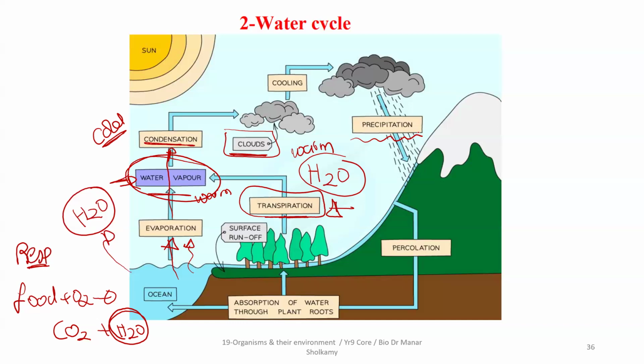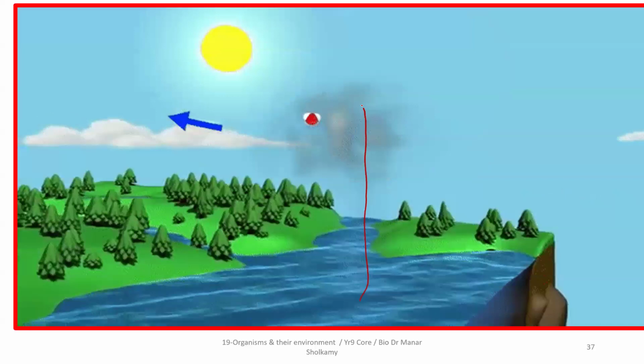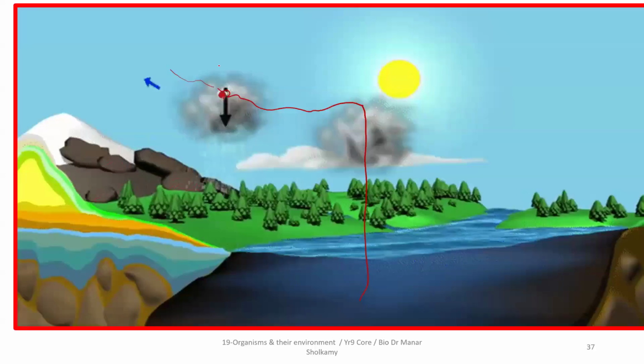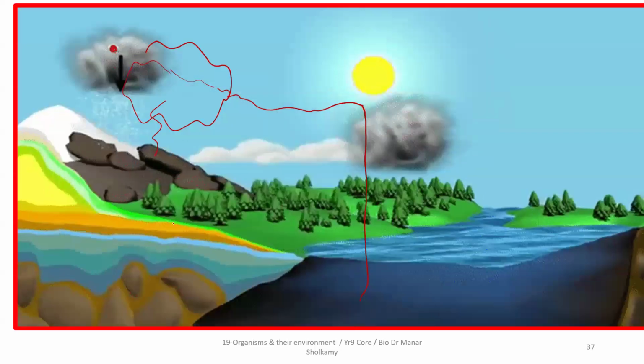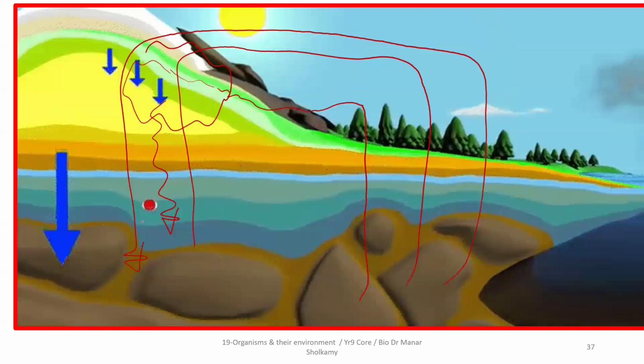Easy? Anything hard about the water cycle? We have evaporation. And then we have here condensation, the making of clouds, because it's cold up there. And then we have precipitation. Evaporation, condensation, precipitation. What is hard? Any questions?